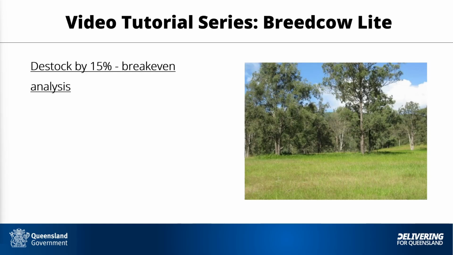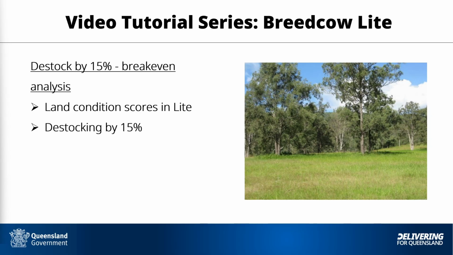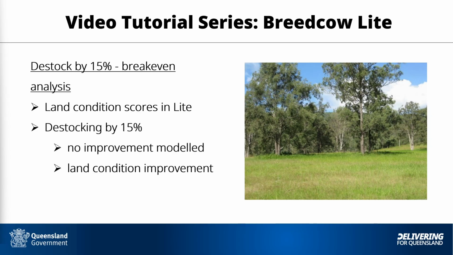For our final management strategy, we're going to look at destocking for grazing land management. Firstly, I will run through the land condition input in Breedcow Lite to show its function. Then I will model destocking by 15%, with and without a subsequent improvement in land condition. Grazing land management is a really important strategic decision for graziers as they have scarce natural resources and we need to utilise them to their sustainable potential.